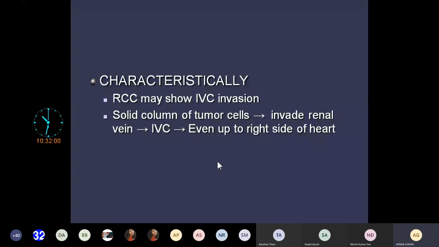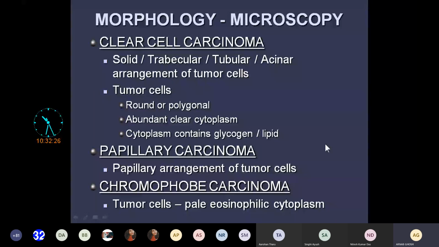And even when it is going into the right side of heart, then also the connection from the primary tumor will be maintained. Okay, it can also cause distant metastasis, but this kind of invasion is quite characteristic of renal cell carcinoma. Now we'll come to the morphology part. In the morphology, again, the three types will be a bit different. Most important is the first one, as we said, clear cell carcinoma. Clear cell carcinoma consists of how much percentage? Any of you?